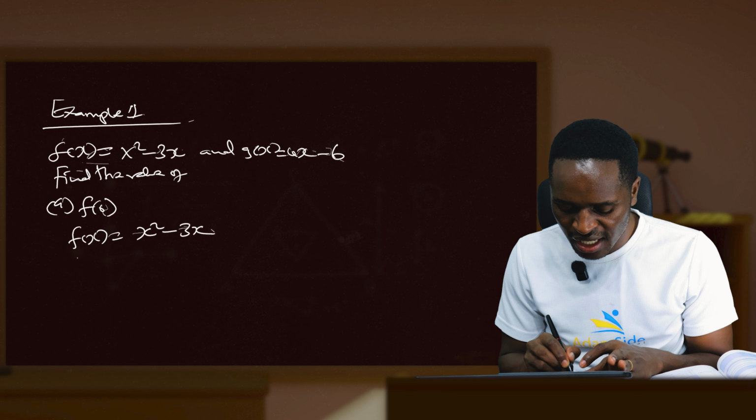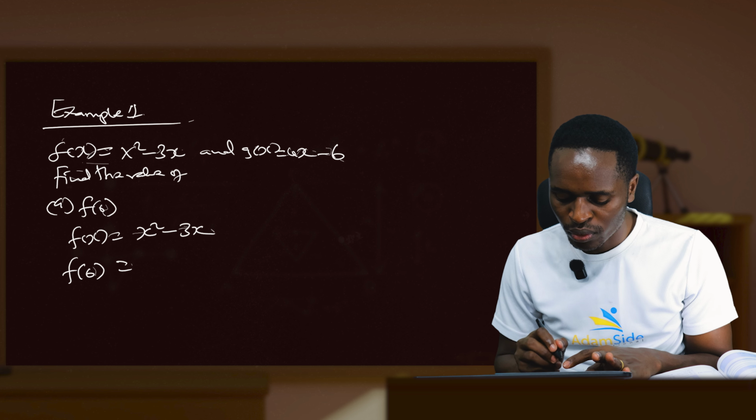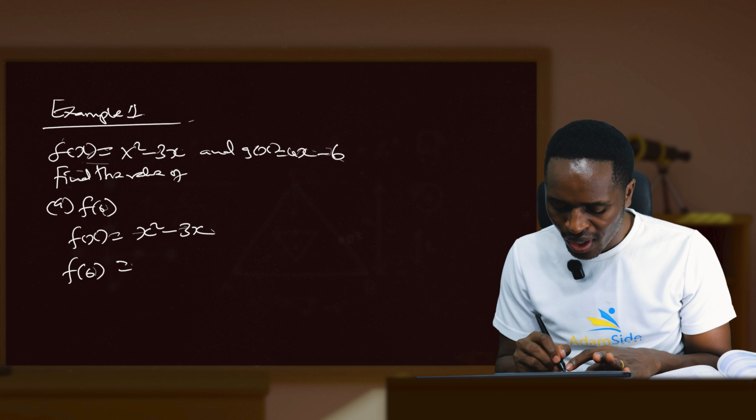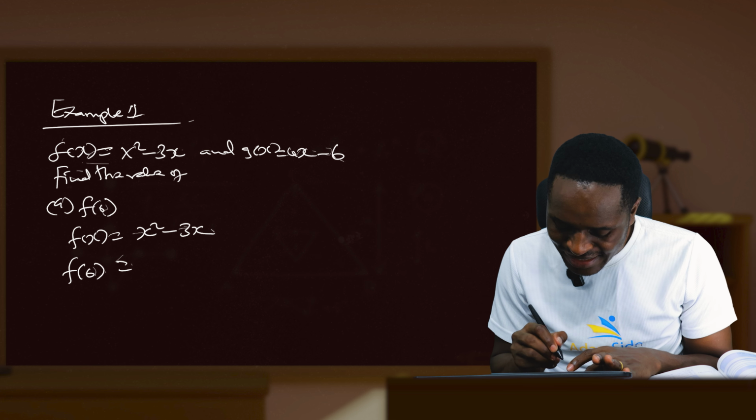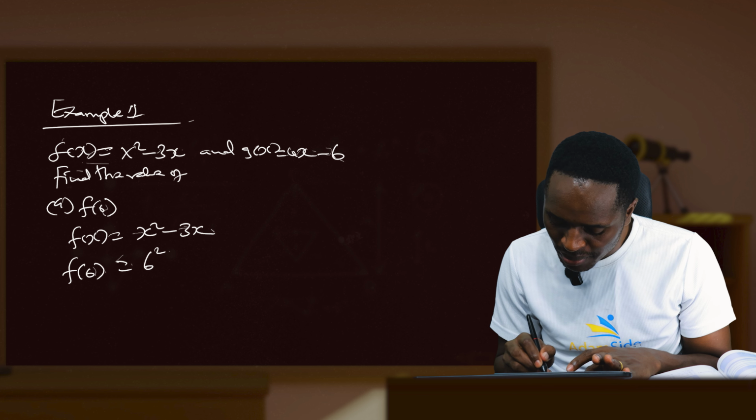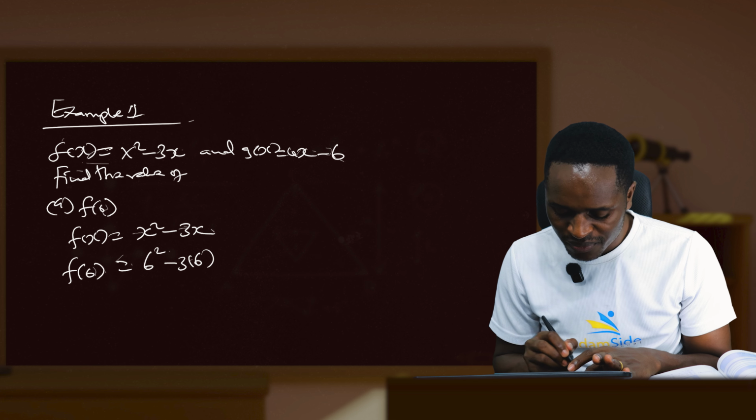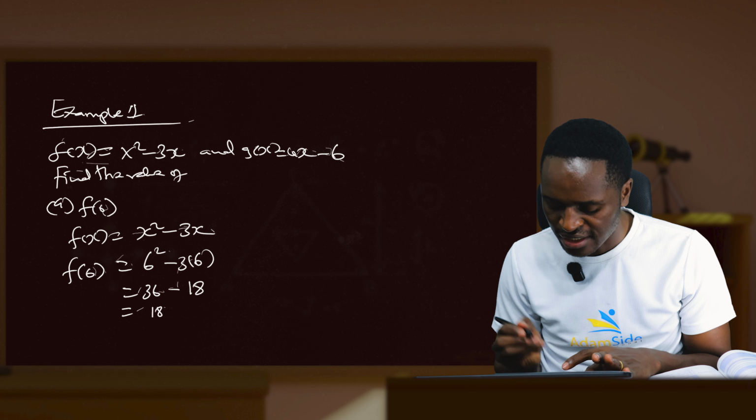What do they say? If they say f6, it means where there is x, replace it with 6. So they just want you to input 6 into your function. So where there is x, replace it with 6, and they say 6 squared minus 3 times 6. As simple as it is. 6 squared is 36. 3 times 6 is 18. 36 minus 18, champion, you get 18.